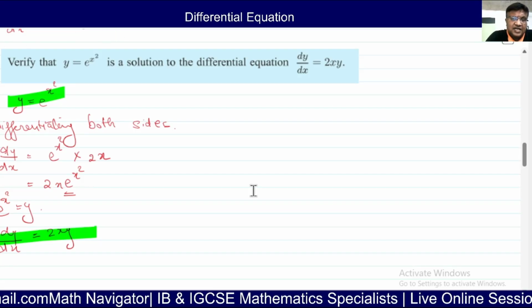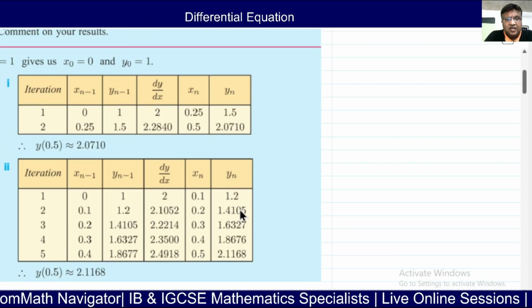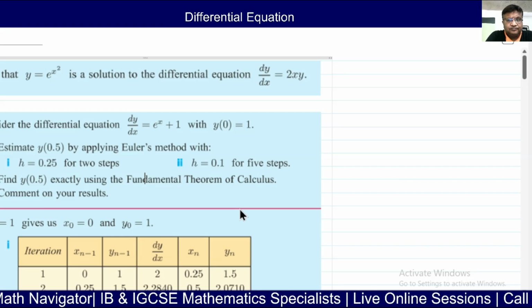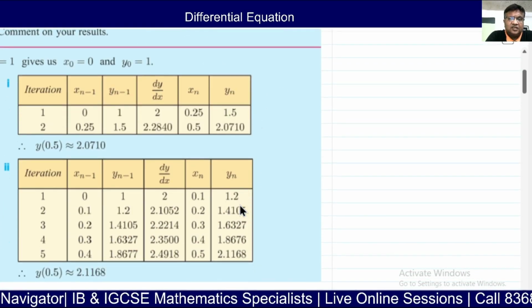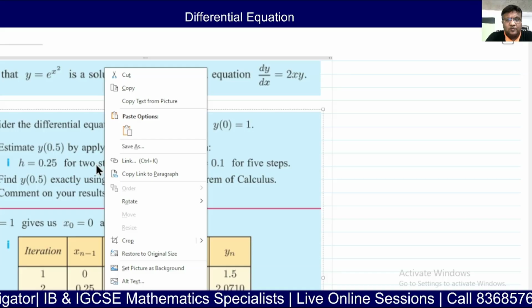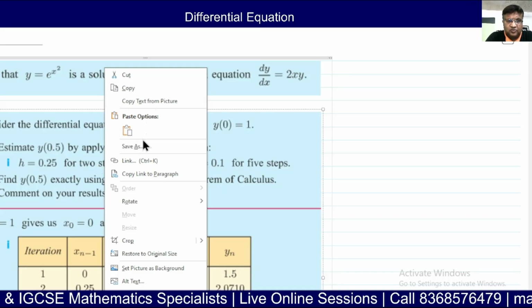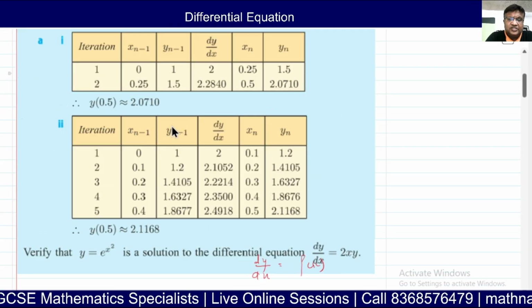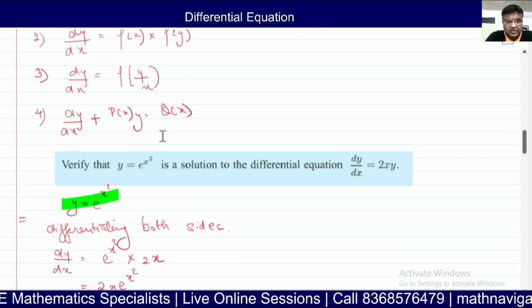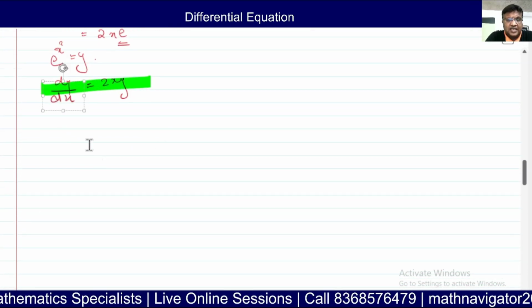Then first, I'll take you to this method of solving the differential equation. We'll do one question. This is called Euler's method or the numerical method of solving the differential equation. I'll explain this directly on the calculator, because normally it comes under the calculator.